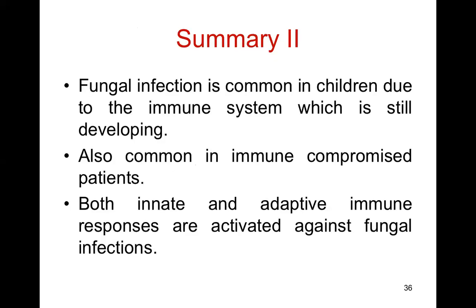So summary number two, we have got fungal infection, which is common in children due to the immune system, which is still evolving. And I've told you, it is also common in the older population, the geriatric population. The simple reason is their immune system is now weakened because of age. But also, fungal infection is quite common in immunocompromised patients. A typical example is the patients who are going through the AIDS phase following the HIV infection. And both innate and adaptive immune responses are activated against fungal infection, which is true, but we have got inherent limitation of the effectiveness to clear out the fungal infection.